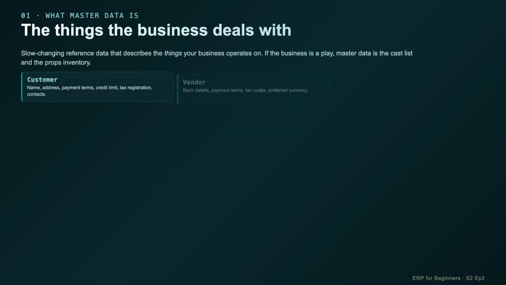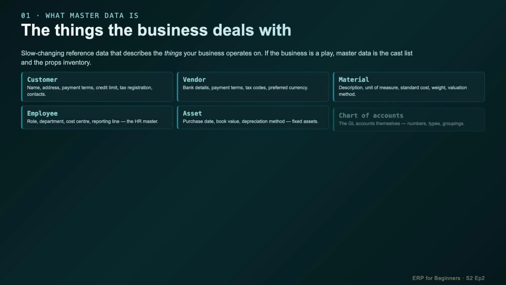Master data is the slow-changing, shared reference data that describes the things your business deals with. If the business is a play, master data is the cast list and the props inventory. The customer master, the vendor master, every material you make, buy, or sell. The employee master, the asset register, the chart of accounts itself.